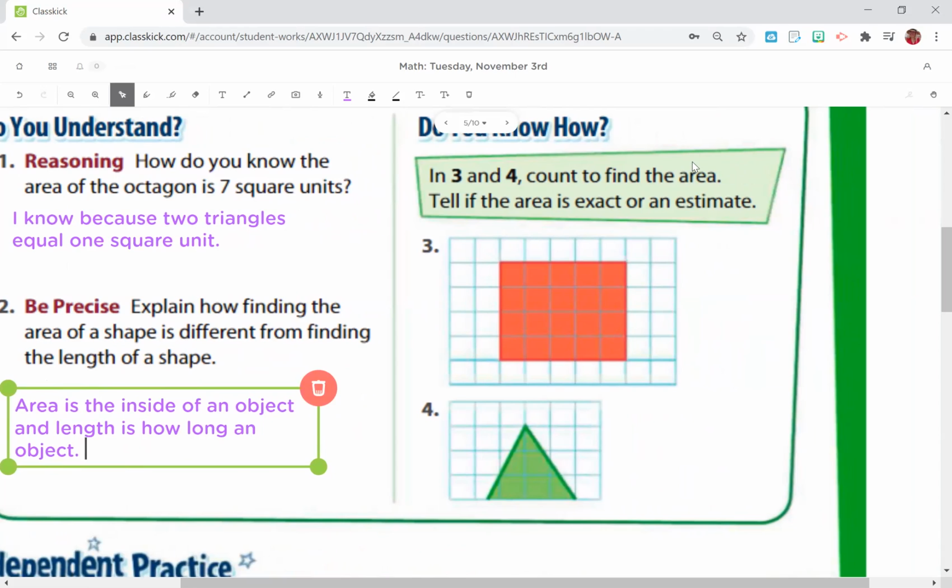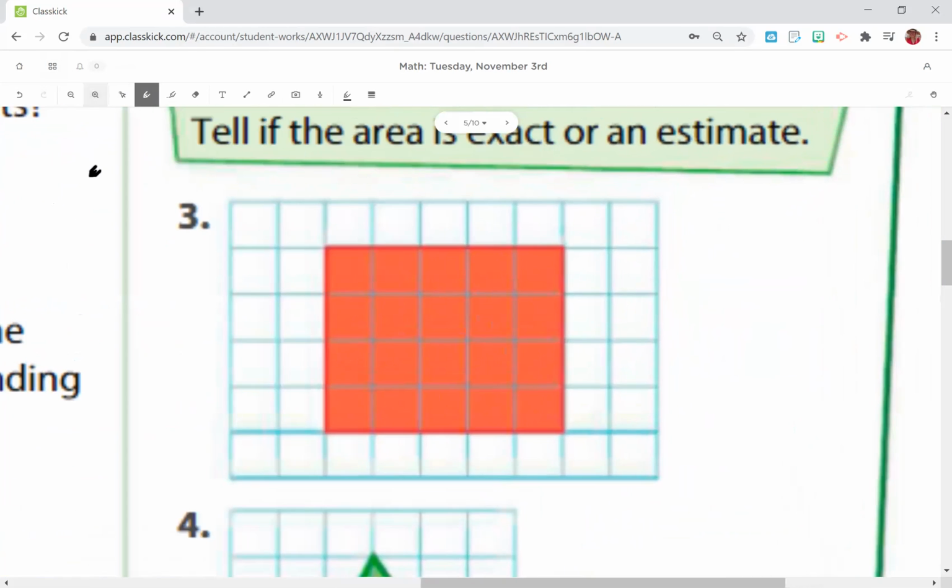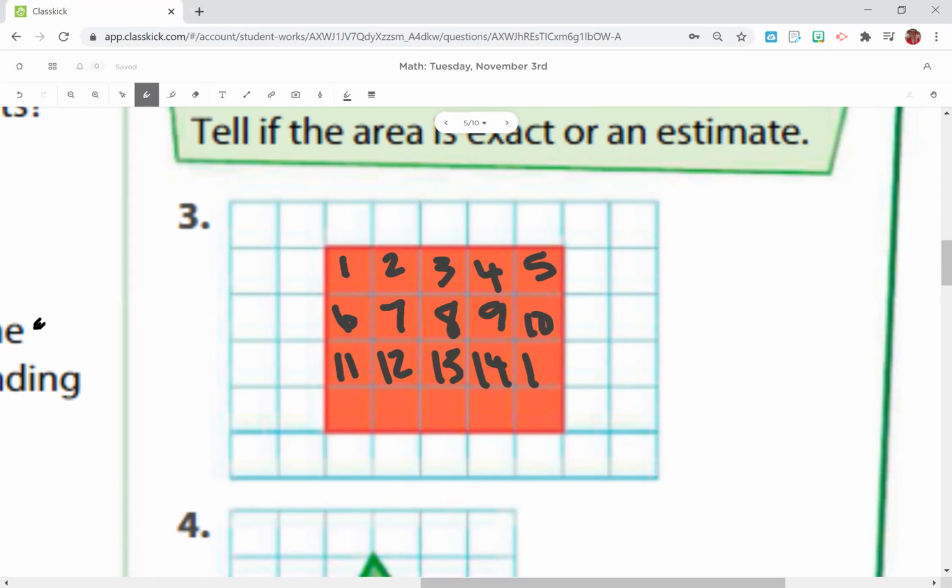Count to find the area. Tell if the area is exact or an estimate. For number 3, we can count each square unit by using one of the strategies they talked about in our lesson. We can write out each number to help us keep track. 1, 2, 3, 4, 5, 6, 7, 8, 9, 10, 11, 12, 13, 14, 15, 16, 17, 18, 19, 20.